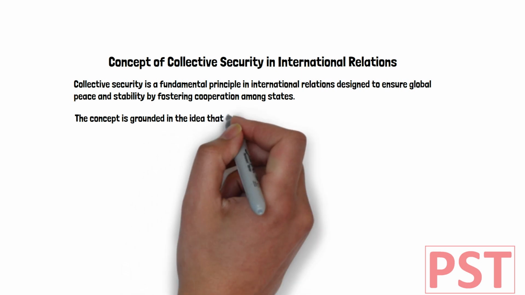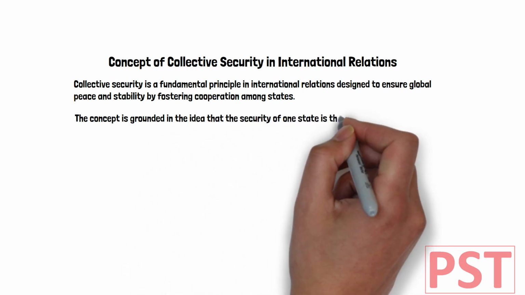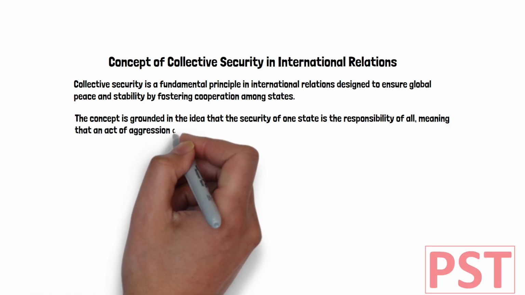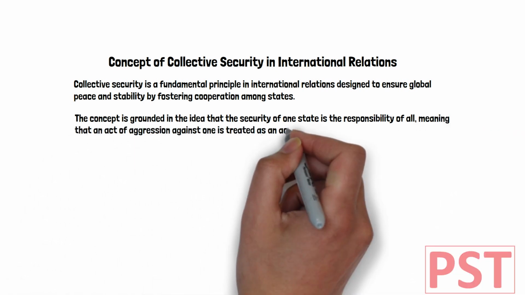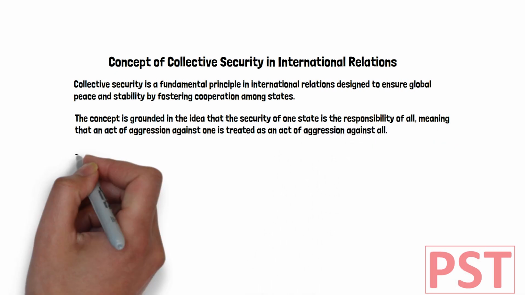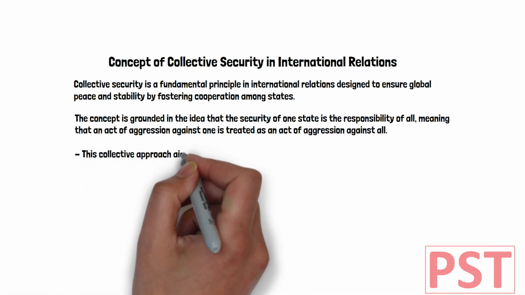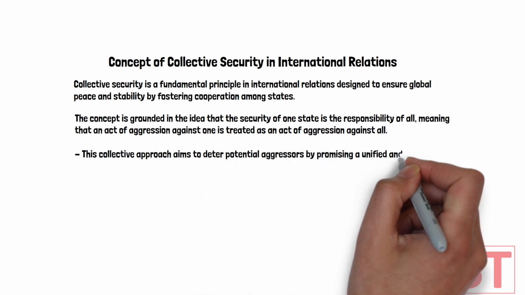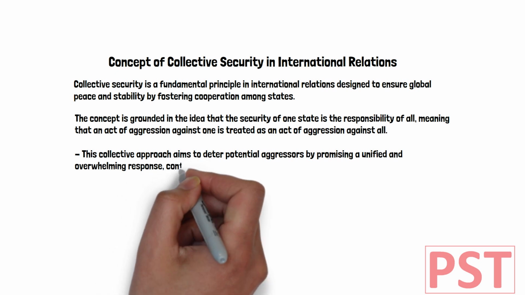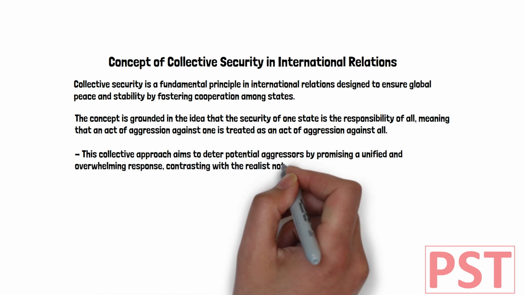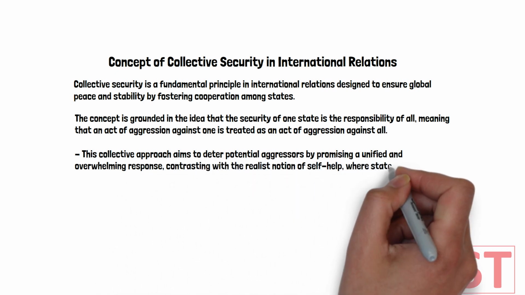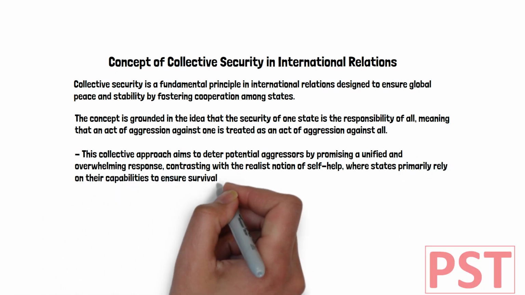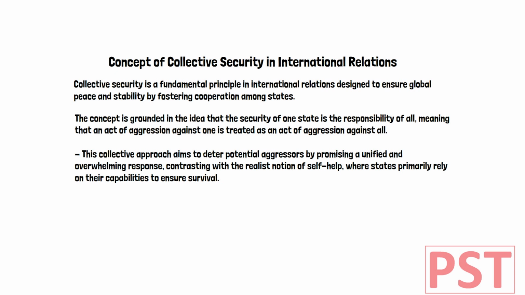So the concept of collective security is grounded in the idea that the security of one state is the responsibility of all, meaning that an act of aggression against one is treated as an act of aggression against all. And this collective approach aims to deter potential aggressors by promising a unified and overwhelming response, contrasting with the realist notion of self-help, where states primarily rely on their own capabilities to ensure survival.